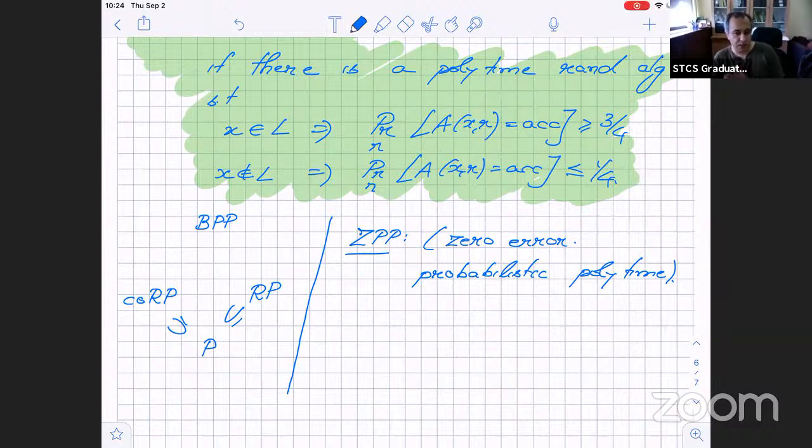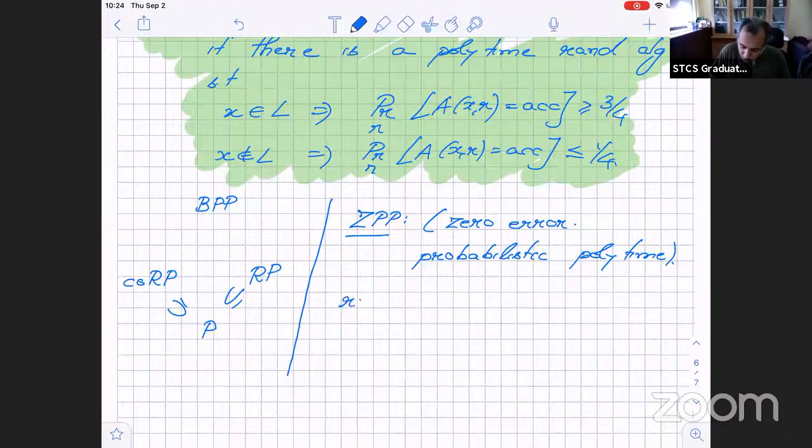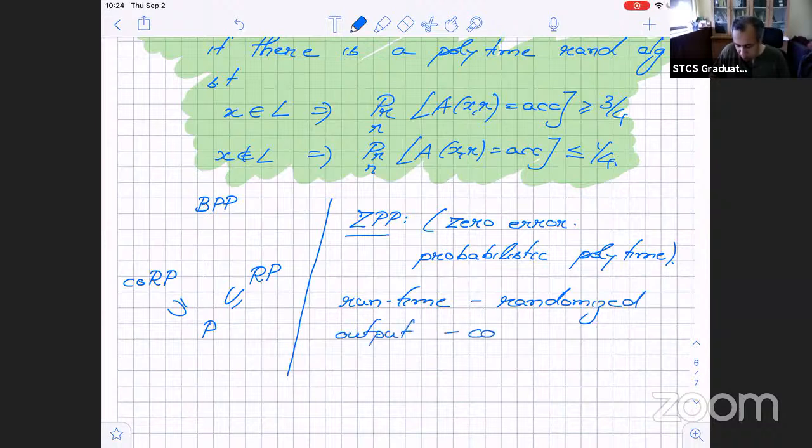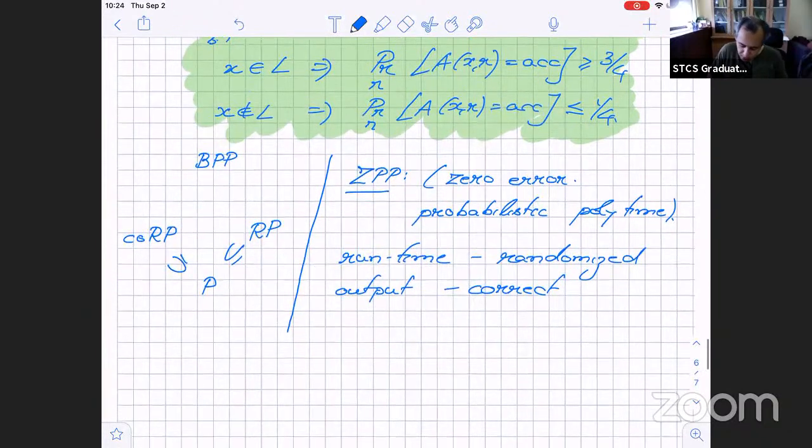Now I'm going to change the game. I'm going to allow the runtime of the algorithm to be randomized, to be a random number, but the output has to be correct all the time. Of course, you can have randomness in both, and we'll come to that a little later. The output always has to be correct. So we'll say that L is in ZPP if there is a randomized polynomial time algorithm.